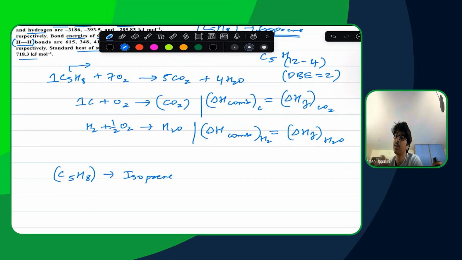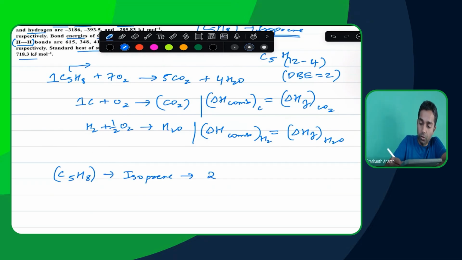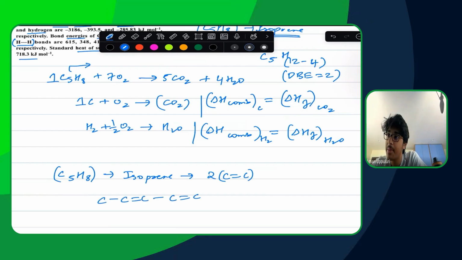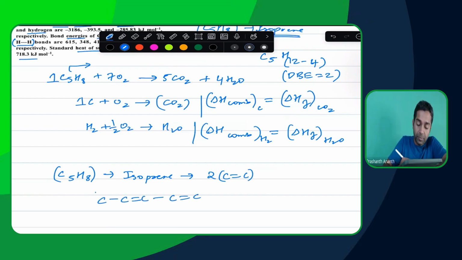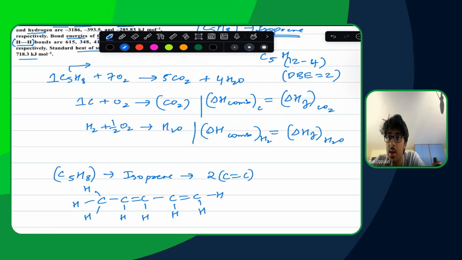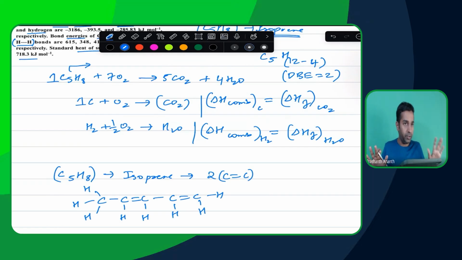So it should have 2 C double bond C. Let me randomly draw one possible structure and see what is the scenario there. We need to break 2 pi bonds. So this is going to be the expected formula here, which will look like this. CH3 of these, 1 hydrogen, 1 hydrogen, 1 hydrogen, and 2 of them. 1, 2, 3, 4, 5, 6, 7, 8. This could be it.